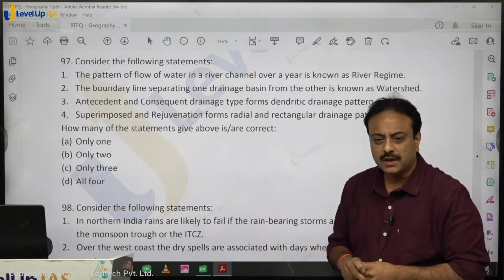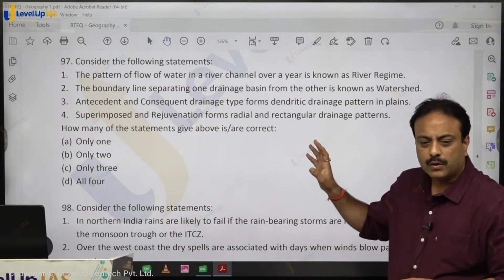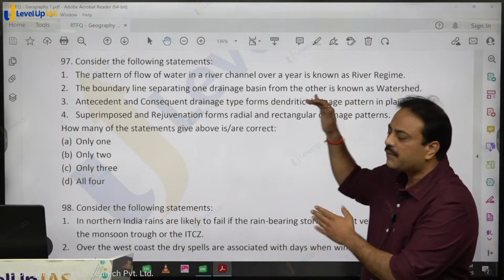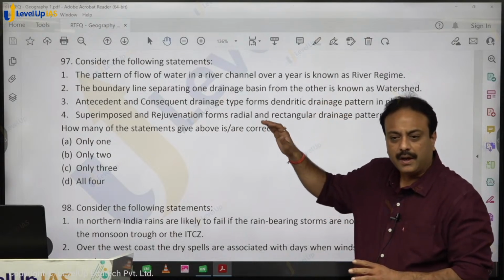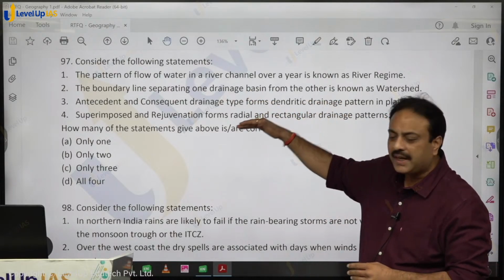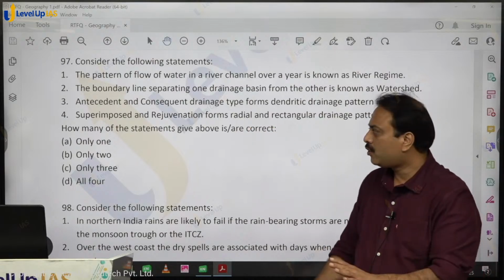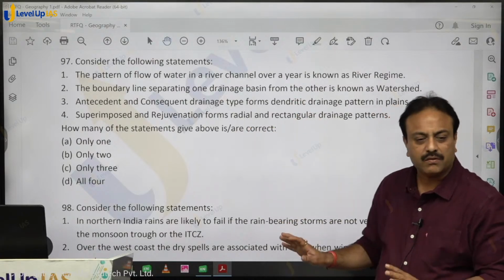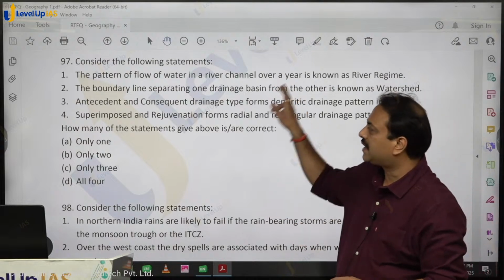Yesterday's one of the questions, please note it down. Question number 97. There was a problem with the framing of the questions. In question number 97, statement 3 and statement 4 are not to be considered as part and parcel of the question. So you can strike out this question.